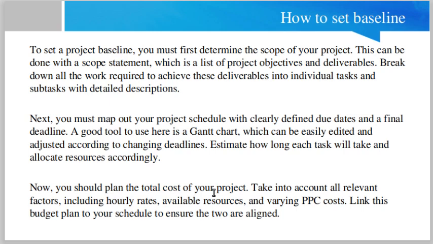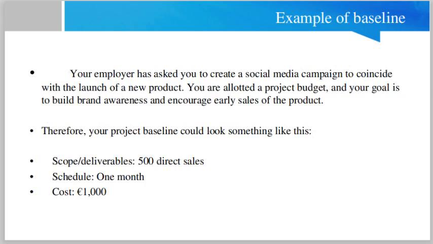So basically, friend, there are three types of baselines: the scope, the cost, and the schedule. Scope means the deliverables which we have to deliver. The cost means the budget within which you have to complete the project. The timeline or schedule means the timeline in which you have to complete the project. So there are three baselines, and you can set these three baselines, and you can evaluate them at some later stage.